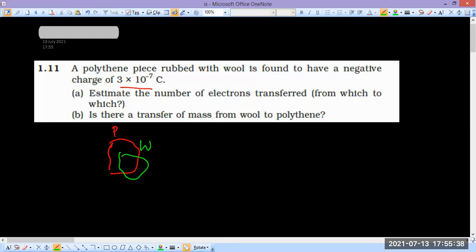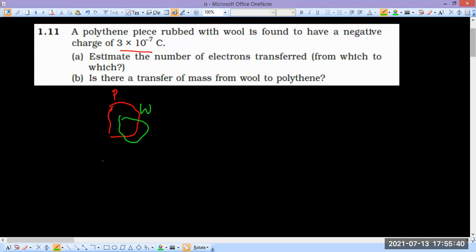After that, what are we seeing? That polythene has how much charge? Polythene gets a negative charge of 3 into 10 raised to minus 7. Okay, question clear? Polythene has this much negative charge.